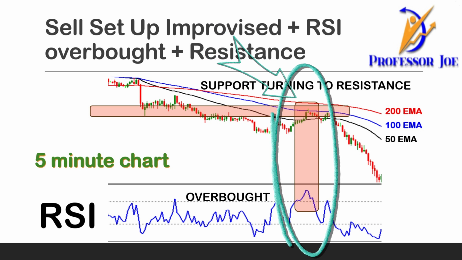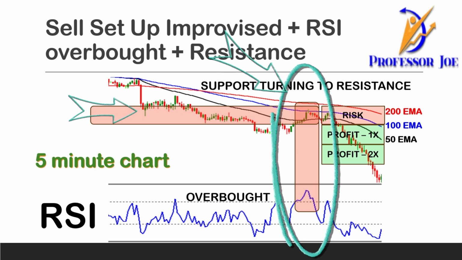Filter number 1 is your 3 EMAs. Filter number 2 is your RSI. Filter number 3 is your support zone getting converted into a resistance zone. This strategy can be used for scalping because it works very well on 1 minute and 5 minute charts.